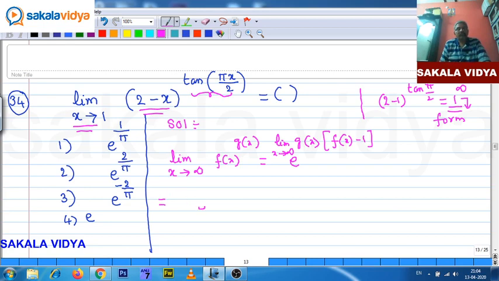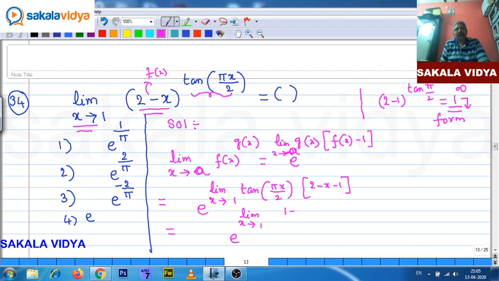So, now this is equal to e to the power of limit x approaches 1; anything you can write, limit x approaches a also, no problem. Here g of x is tan of pi x by 2, into f of x minus 1, which is 2 minus x minus 1. So this equals e to the power of limit x tends to 1 of (1 minus x) by tan of pi x by 2, which you can write as (1 minus x) by cot of pi x by 2.